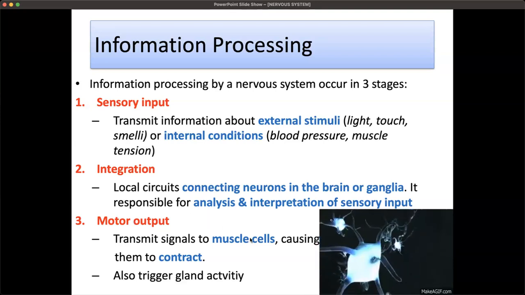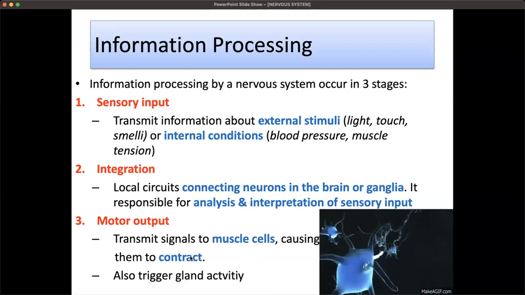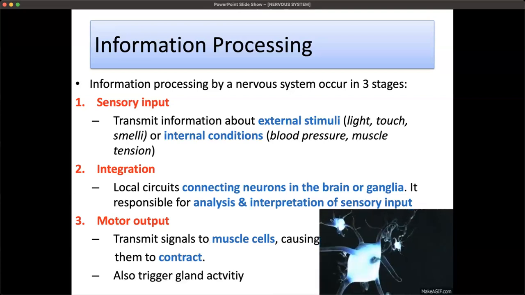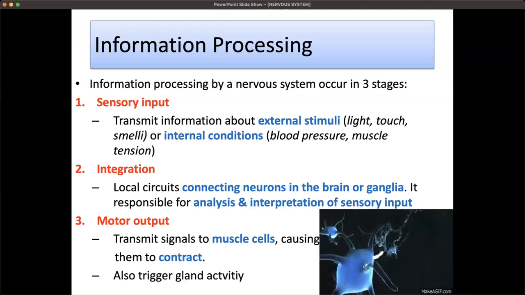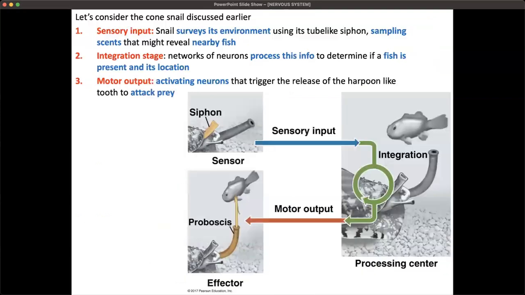It's going to transmit the signals to the muscle cells, causing them to contract. The brain asks the muscle to contract after analyzing all the information received from the sensory input, from the stimulus. But not necessarily muscle. You have to remember motor output can be two things. It can be the muscle cells, where you cause your body to move, your muscle to move by contracting and relaxing. Or it can be triggering a gland activity, any gland that is going to release the hormone. So there are two possibilities for the motor output.